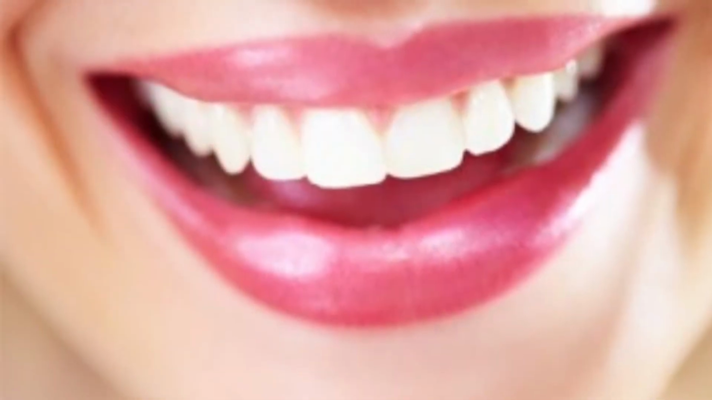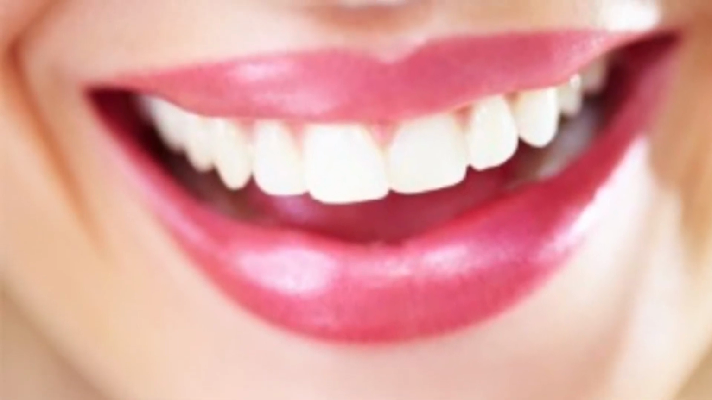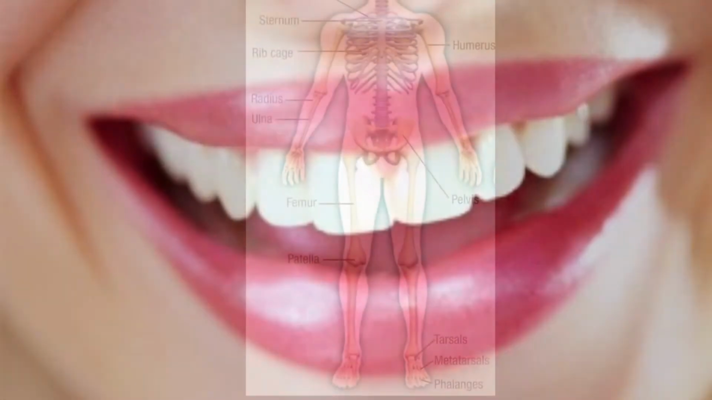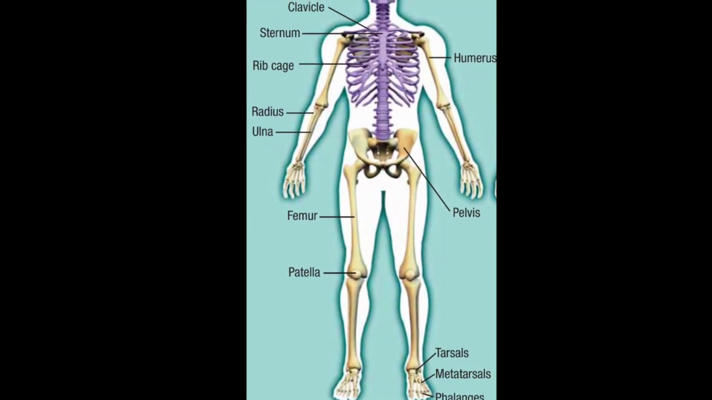The digestive system is connected to the skeletal system from the teeth. Teeth are considered a part of the skeletal system, but they aren't counted as bones. The skeletal system is made up of many bones.